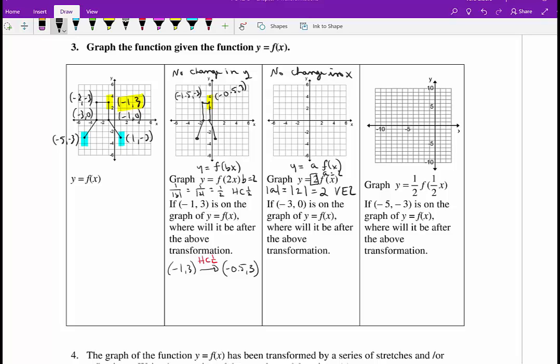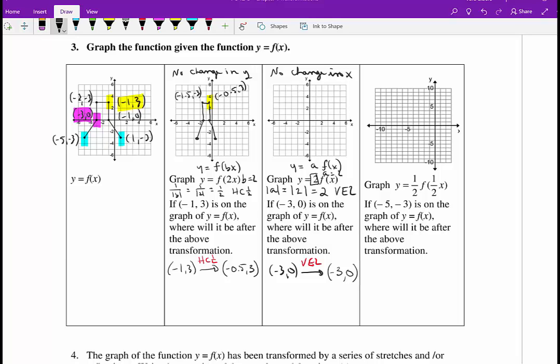All right, we're now looking at the point -3 and 0. The point -3 and 0 is right here. Okay, and we will apply our vertical expansion of 2 to that. Remember, that means that it's only the y-coordinate that changes. And in this particular case, our y-coordinate isn't going to change, right? Because 0 times 2 is 0. So that means that that point is an invariant point, right?